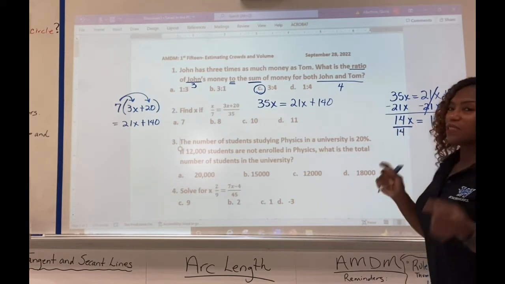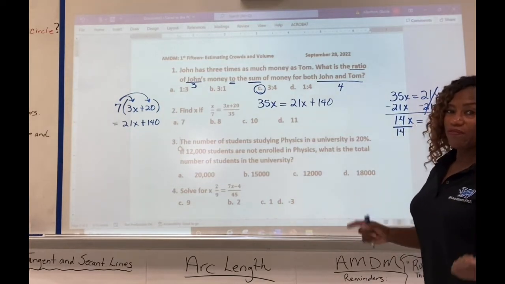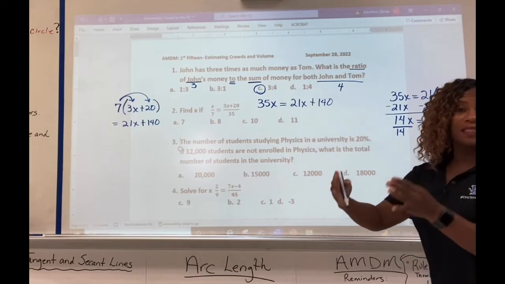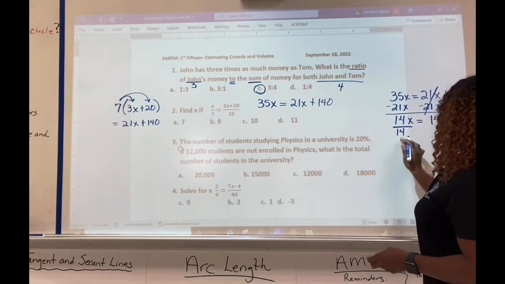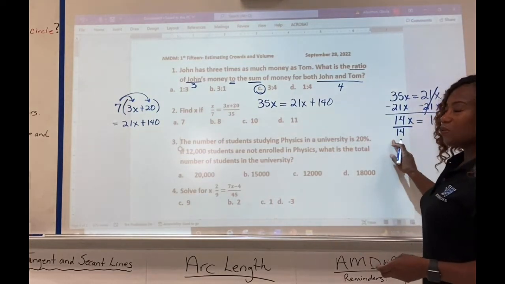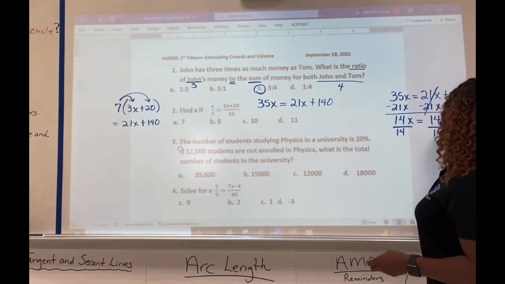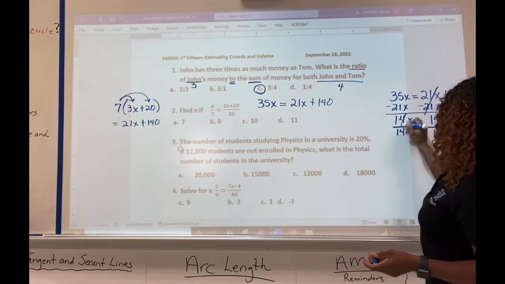I don't want to get rid of the x, I want to keep the x so I can solve for that variable and find out what x is equal to. Again, whatever you do to one side of the equal sign, you've got to do to the other, because these are equations, they have to stay balanced at all times.